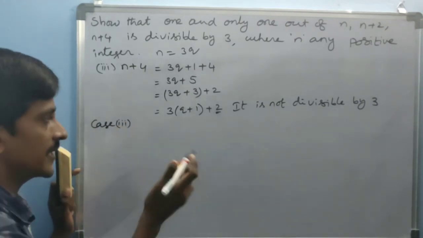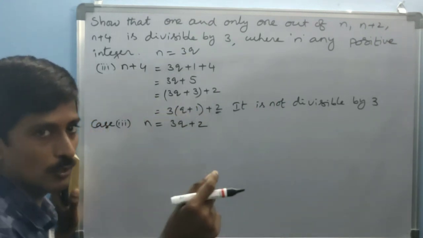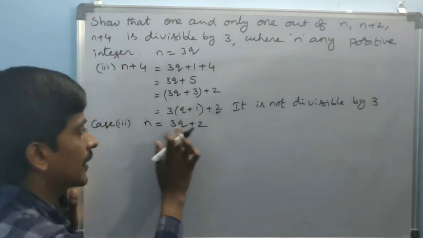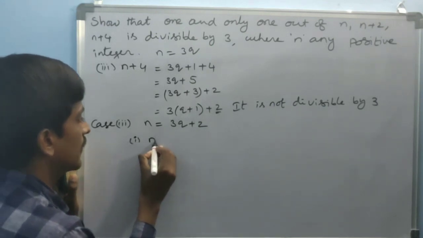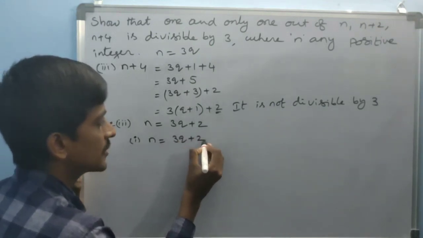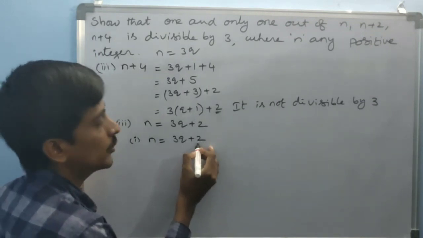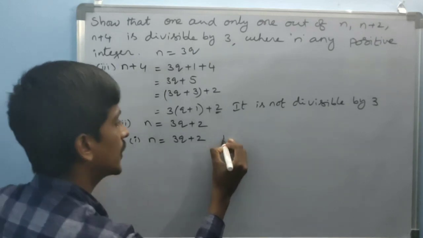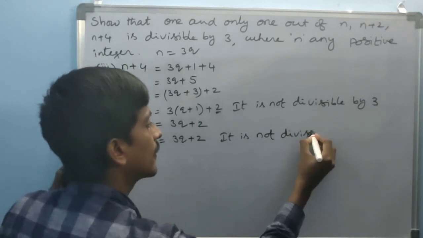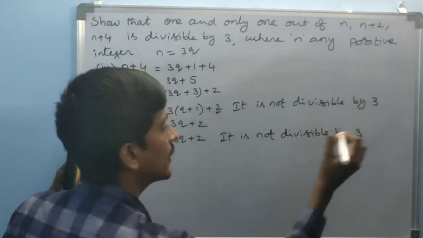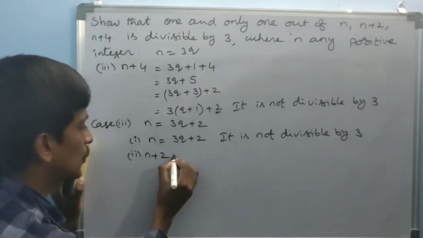Case 3 is n equals 3q plus 2. The first one is 3q plus 2, the second one is n plus 2, the third one is n plus 4. In these three, the first one is n equals 3q plus 2. Here 3q is divisible by 3, but 2 is not divisible by 3. So totally it is not divisible by 3.